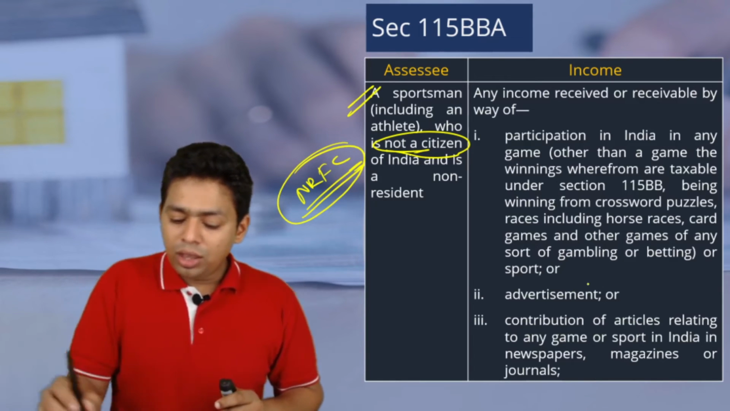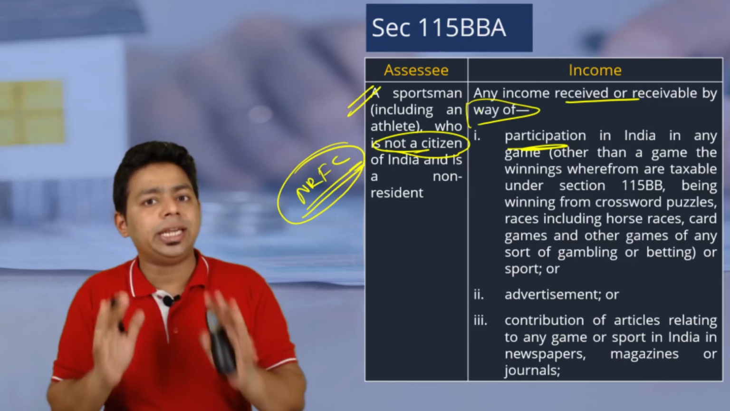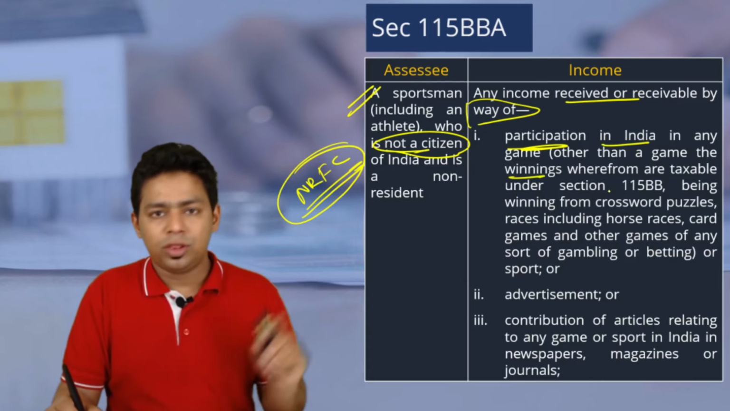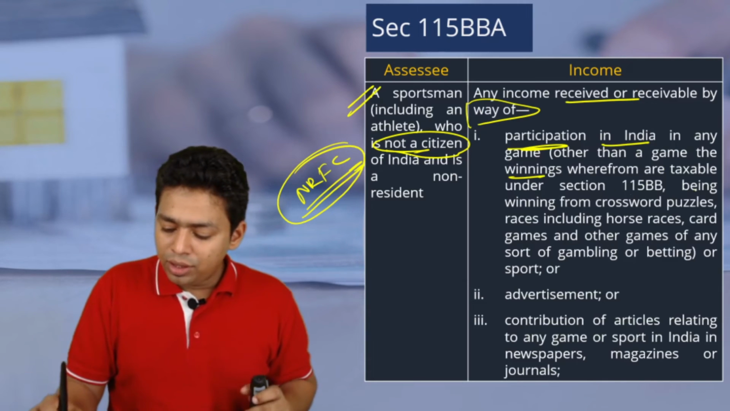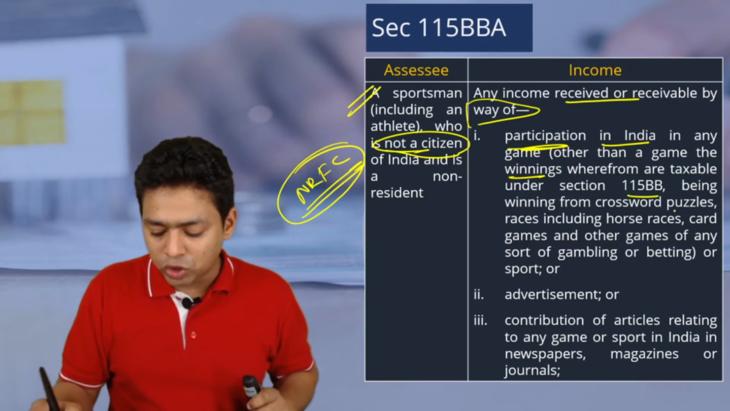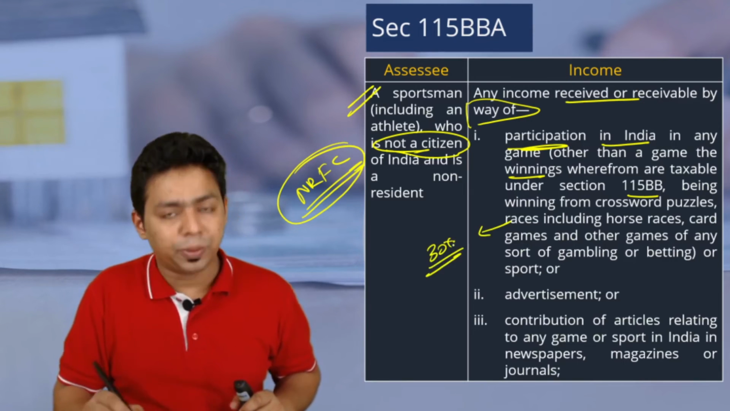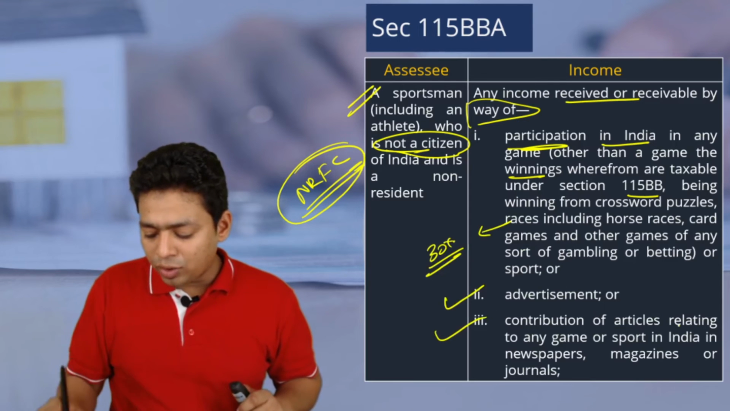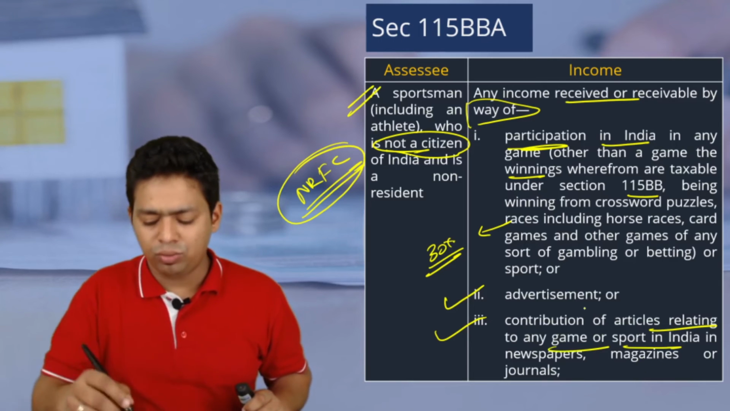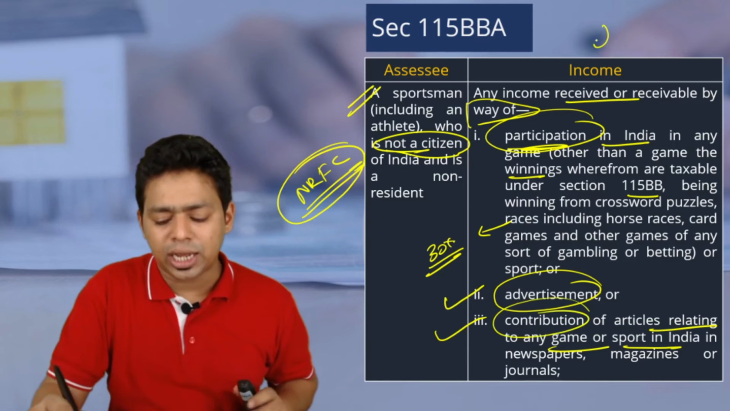Any income received from or receivable by way of participation, and this is an exhaustive list, participation in India in any game other than a game of winning, not lottery and horse racing. Winnings from crossword puzzle, race including horse race, card game, other games are taxable under 115BB at the rate of 30%, not 20%. Then advertisement and contribution of articles relating to any game or sport in India in a newspaper, magazine or journal. So this is what you are supposed to do: do the participation, do the advertisement, contribute your articles, earn the money, pay the tax at the rate of 20%.